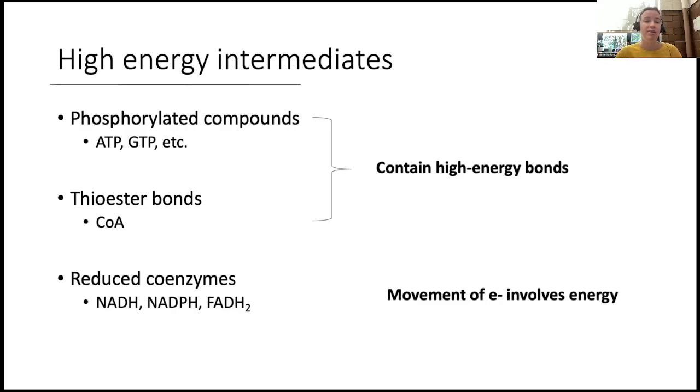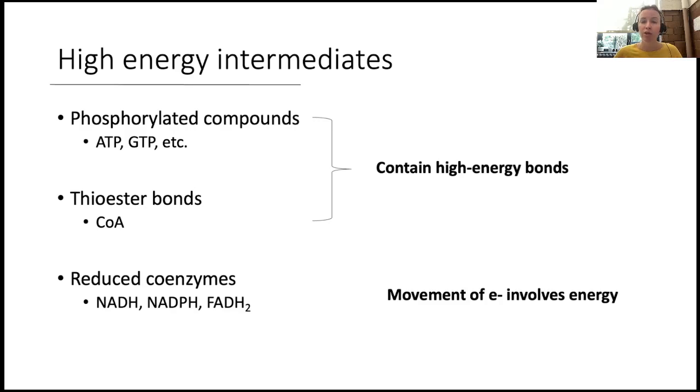And so we'll talk about 3 today. We'll start with molecules containing phosphoanhydride bonds, like ATP and GTP. We'll also discuss molecules containing thioester bonds, like CoA, coenzyme A. And these first 2 classes of molecules are high energy because they contain high energy bonds. We'll also discuss reduced coenzymes or cofactors, vocabulary that we've already learned, such as NADH, NADPH, and FADH2.